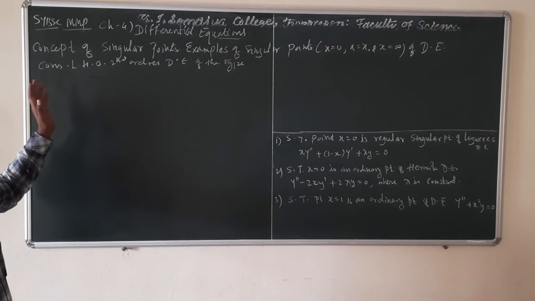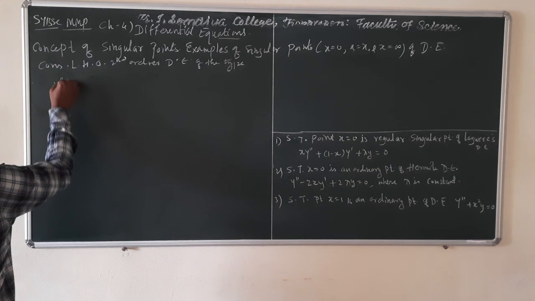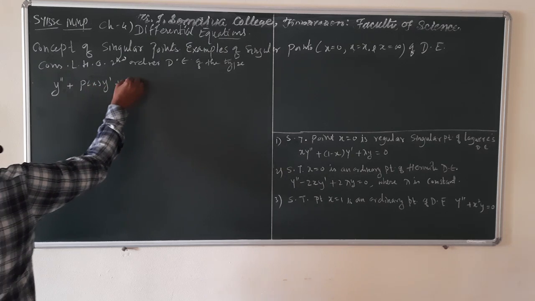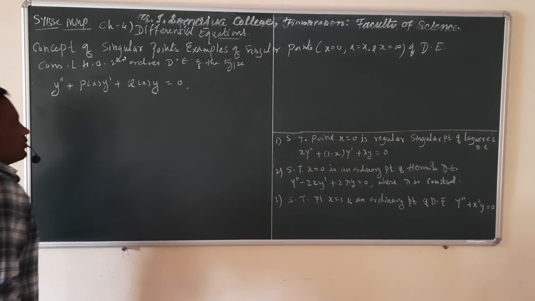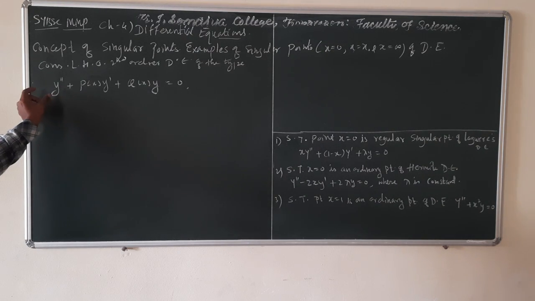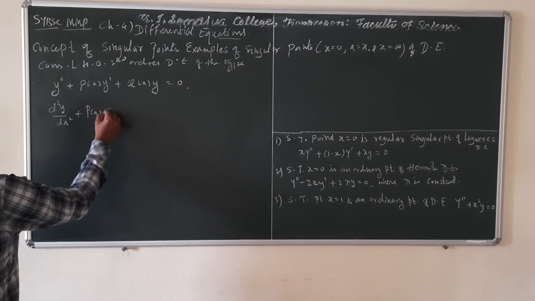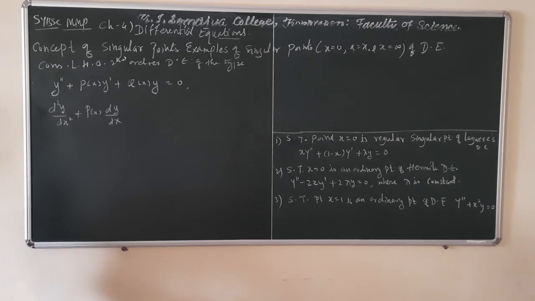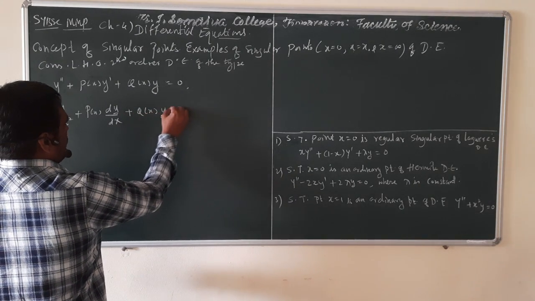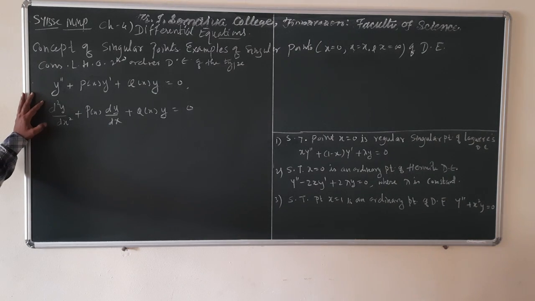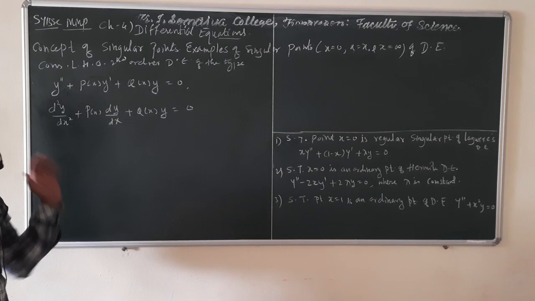Now consider a differential equation of this type: y double dash plus p of x y dash plus q of x y is equal to 0. Here y double dash is the second order derivative of y with respect to x, p of x multiplies y dash, the first order derivative of y with respect to x, plus q of x y is equal to 0. Only for a differential equation of this type are we going to study singular points. First of all, how do we find out whether the differential equation has any singular point or not? For that we have to convert our differential equation into this form.